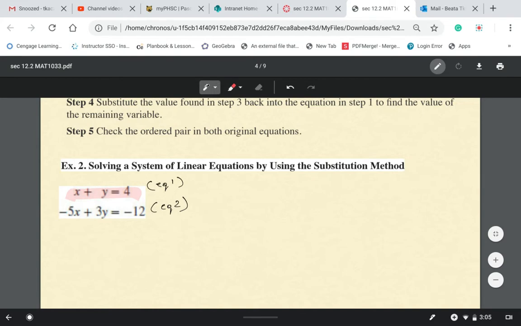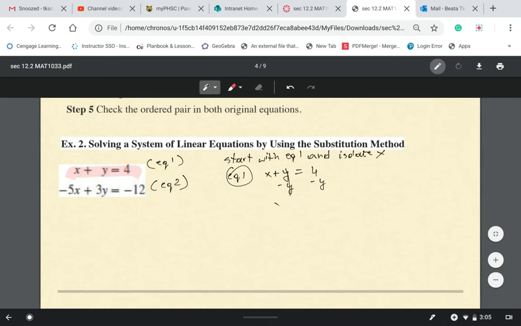And so again, I'm going to start with equation 1 and isolate. You have two choices. You have to solve this equation for x or y. I'm going to solve for x. So, and isolate x. So let me copy that equation 1 is x plus y equal 4. Solve this equation for x. So we're going to subtract y from both sides. That will give us that x is equal 4 minus y.